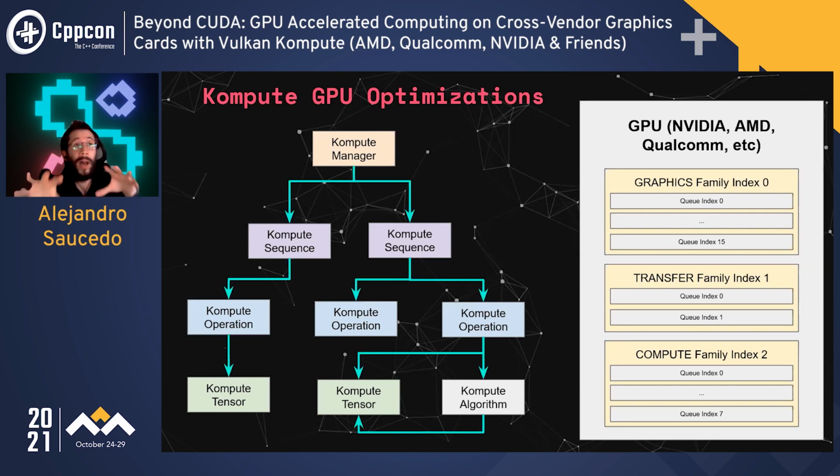For example, my laptop has a 1650 NVIDIA GPU. It has 3 different family types of queues. On the graphics family queue, it actually has 16 different individual queues. My transfer family queue has 2, and the compute queue family has 8.